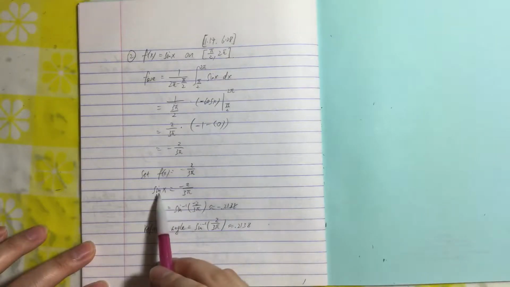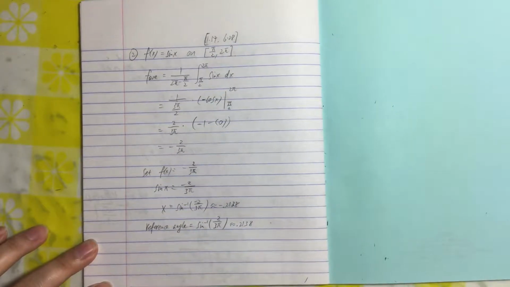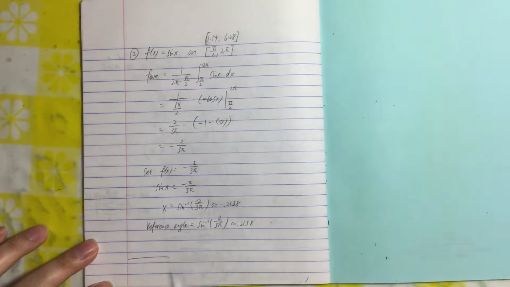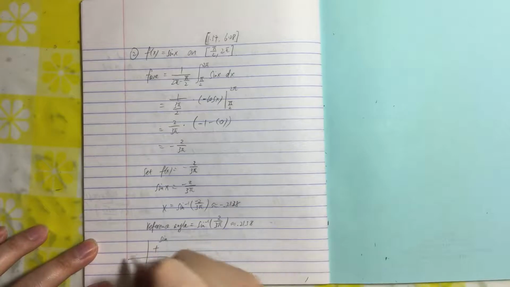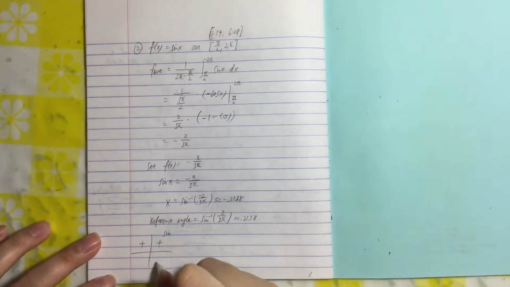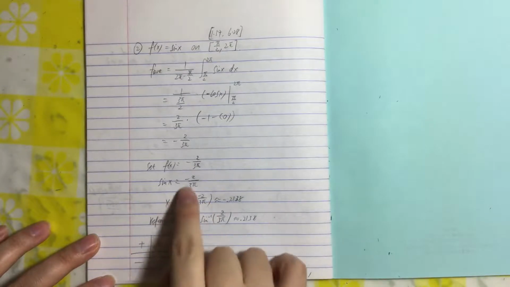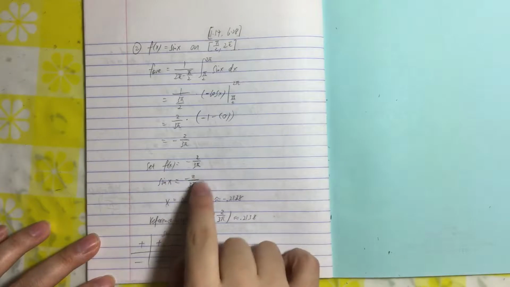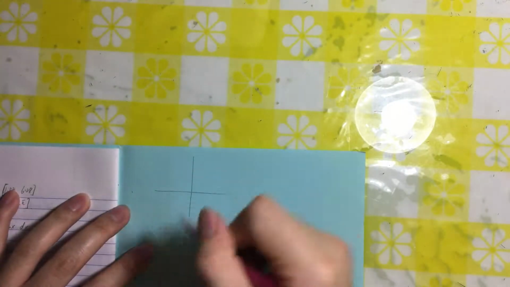We know that the sine function is positive in quadrant 1 and quadrant 2, and negative in quadrant 3 and quadrant 4. Since sine here is negative, we need to find the actual angle in quadrant 3 and quadrant 4.